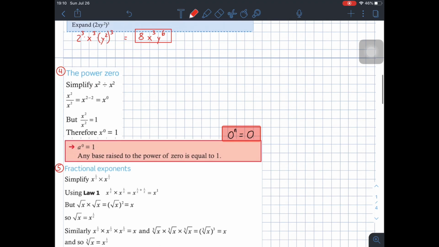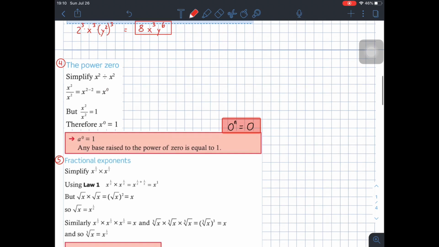According to the second rule, this is x squared divided by x squared, and we need to subtract the exponents, right? So x to the power of 2 minus 2, 2 minus 2 is equal to 0, right? So x to the power of 0. But we know that if we divide one thing by itself, for example, 5 divided by 5, that is always equal to 1, right? One thing divided by itself is always equal to 1. That means that x squared divided by x squared is equal to 1, but we also know that x squared divided by x squared is x to the power of 0 according to the second law, right? Therefore, x to the power of 0 is equal to 1, okay?